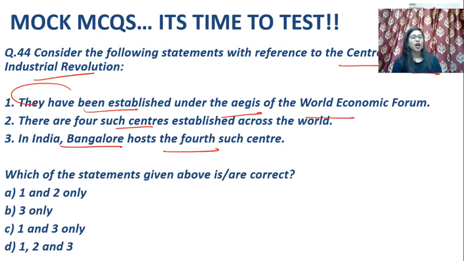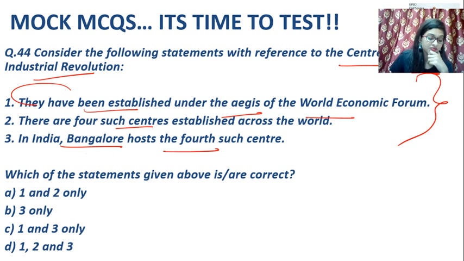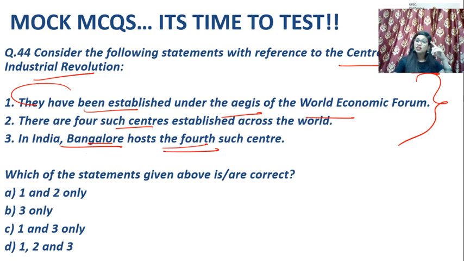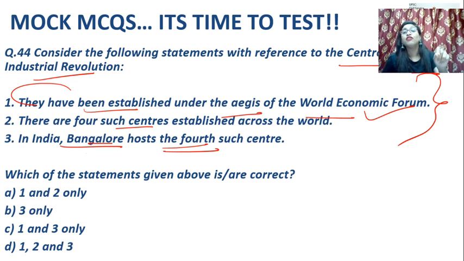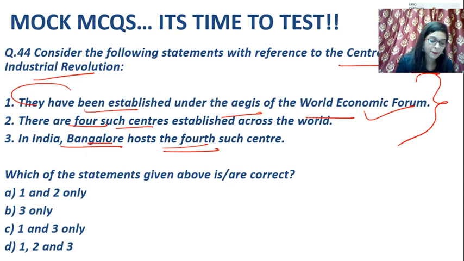So yes, guys, option A says 1 and 2 only, B says only 3, C says 1 and 3, and D says 1, 2 and 3. So which could be the right answer, my dear students? So here comes Shashidhar with B, but Amendra Pratap is saying A, only 1 and 2. Guys, look at the third one. In India, was it Bangalore which hosted the 4th such centre? Think and say. Most of you would say the first one is right, but look at the third option carefully. And the second one is saying that there are 4 such centres. That is understood. Yes, it is pretty confusing, but think, there is a link in each of the options that I have given you.